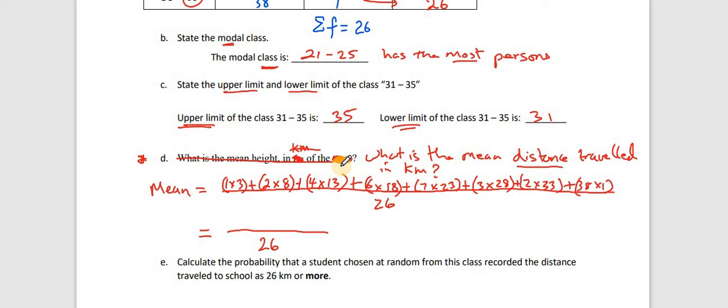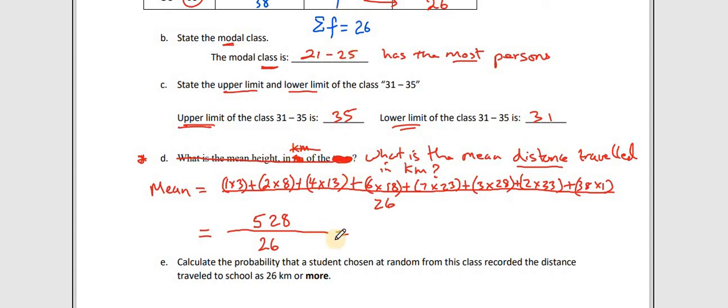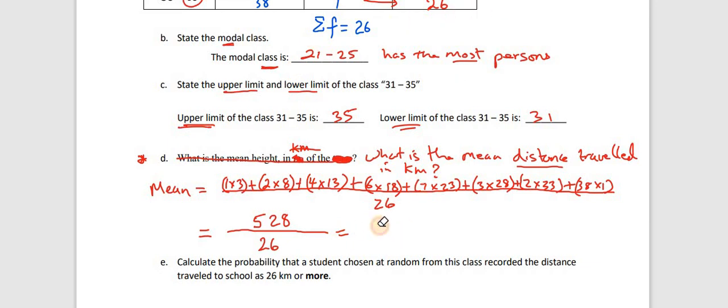For the numerator or the overall answer? For the numerator. Yeah, I got the same thing, 528, right? Yes, sir. Divided by 26, we get 20.30. Since they wrote the values to the nearest kilometer, the answer will be approximately, the mean, approximately 20 kilometers.